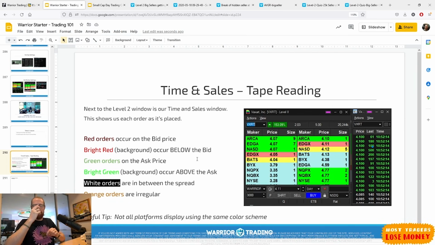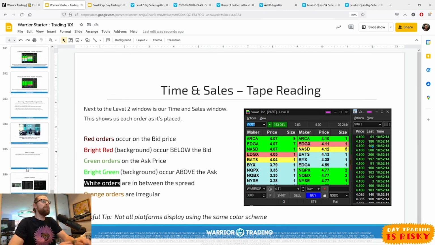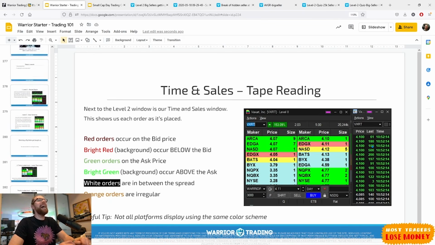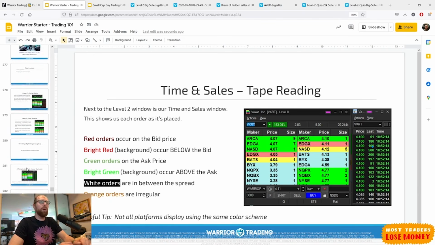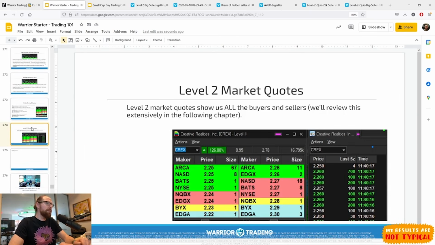They're between the spread. So orders that occur between the spread, a little indifference, right? They're not strong enough to be at the ask. They kind of met at the midpoint of the spread. Then they happen. So it's not unusual, but it doesn't communicate the same sentiment as an order that's either red or that's green. All right, so let's go back up here.